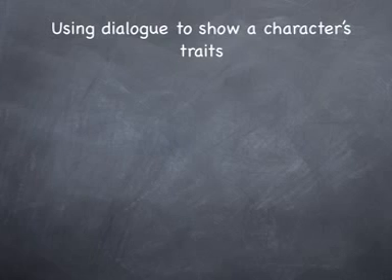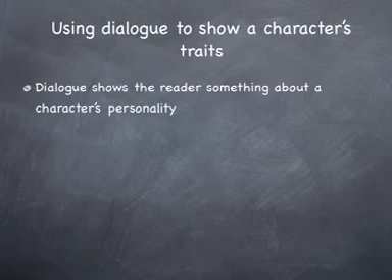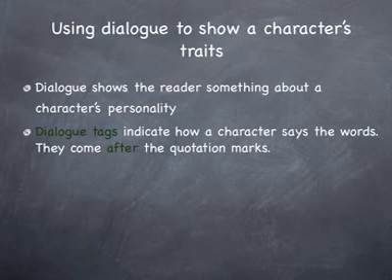You can also use dialogue to show a character's traits. As indirect characterization, dialogue shows the reader something about a character's personality. Dialogue tags are used to indicate how a character says the words. They come after the quotation marks.